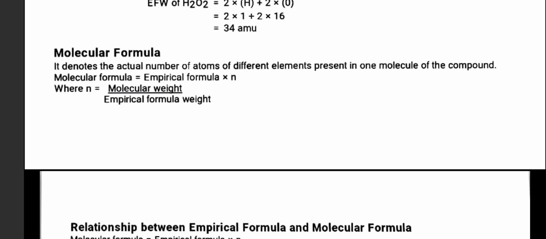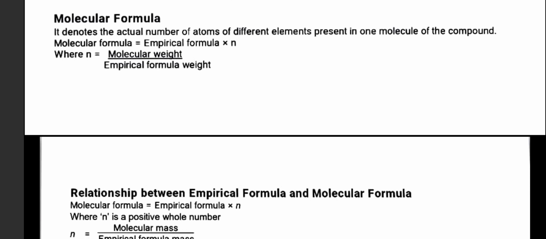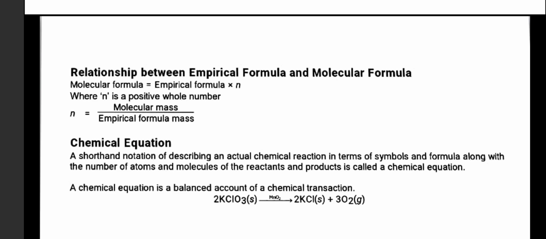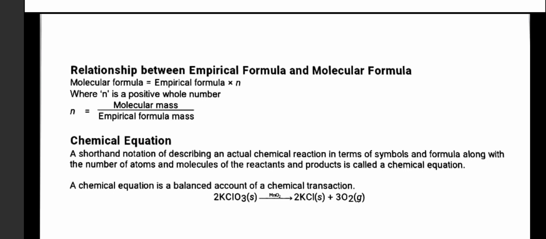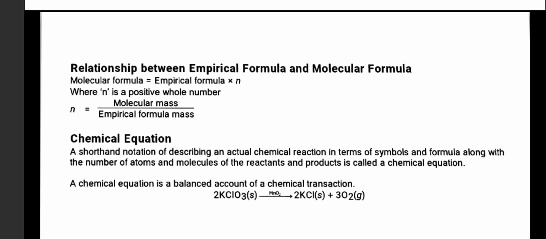So now we will do the molecular formula. It denotes the actual number of atoms of different elements present in one molecule of the compound. Molecular formula is equal to empirical formula into n, where n is equal to molecular weight upon empirical formula weight. So now the relationship between empirical formula and molecular formula: molecular formula is equal to empirical formula into n, where n is a positive whole number, n is equal to molecular mass upon empirical formula mass.